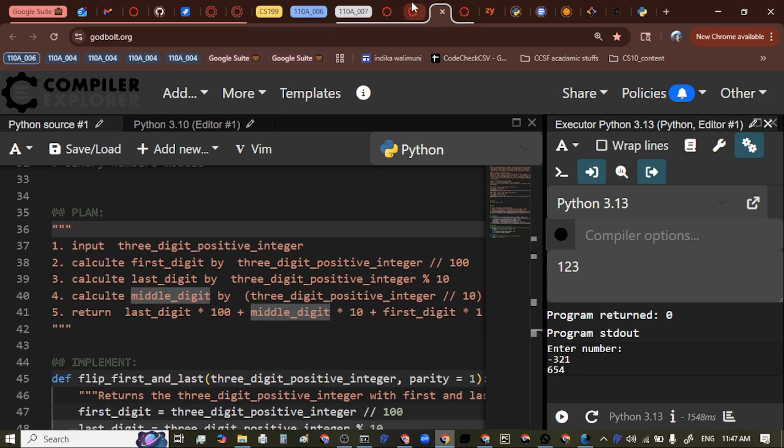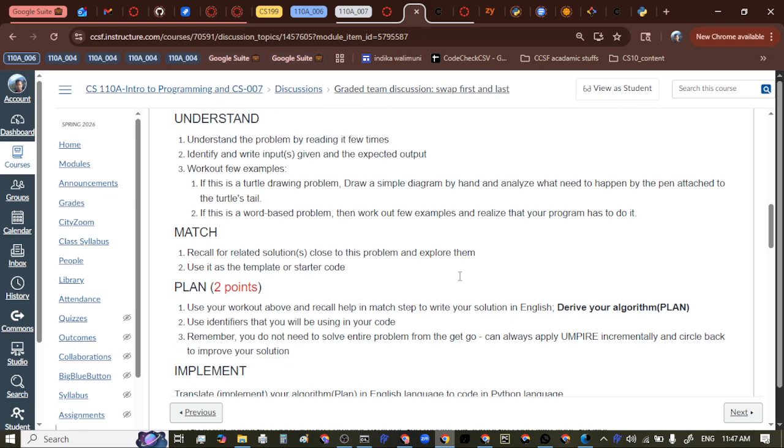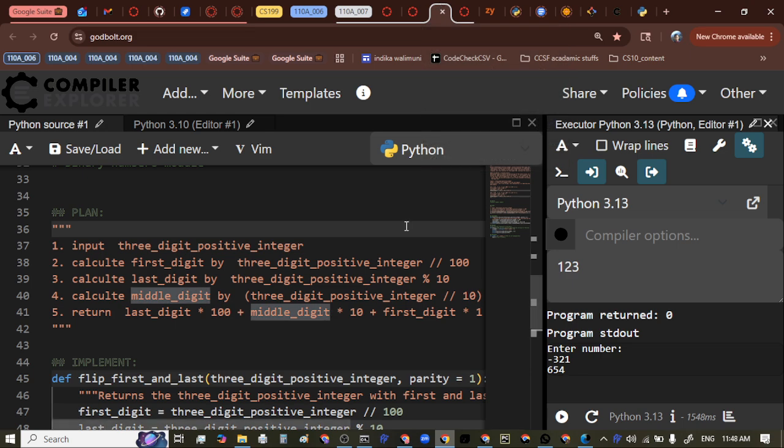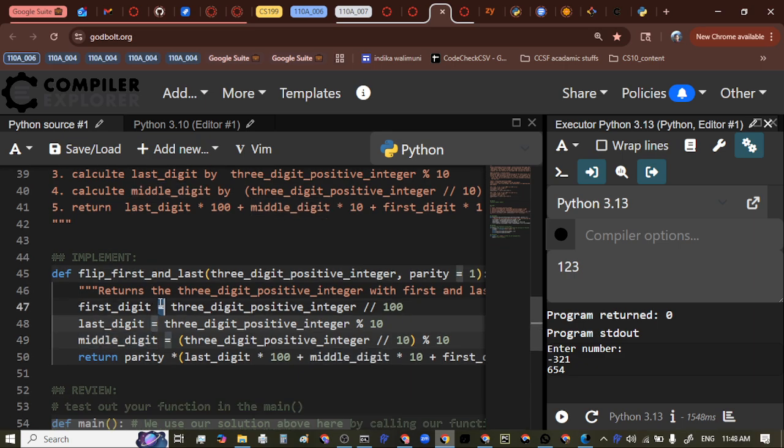All right. Write an operator used and then the respective operands. Give me an example. Equal sign. So then what are the operands? I think just the variable name and this whole thing, right? But I would say there are a lot of operators over here. See, integer division. And what are the operands?